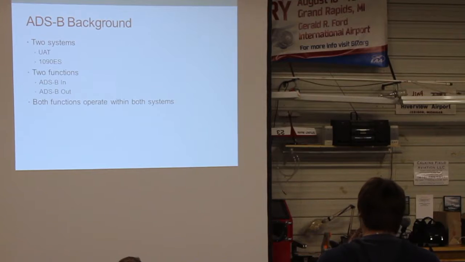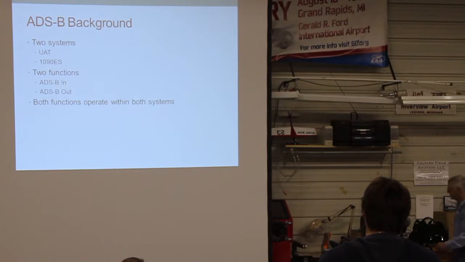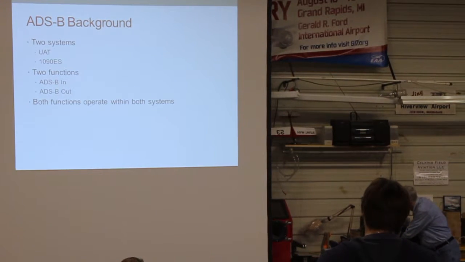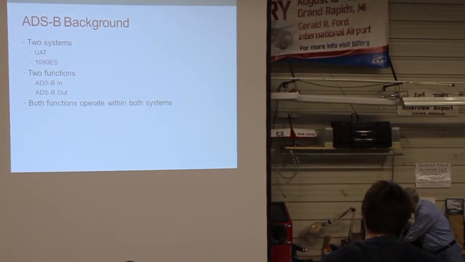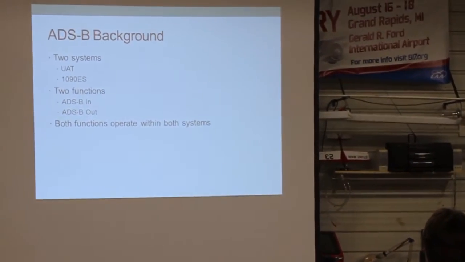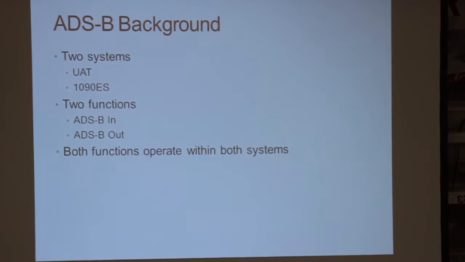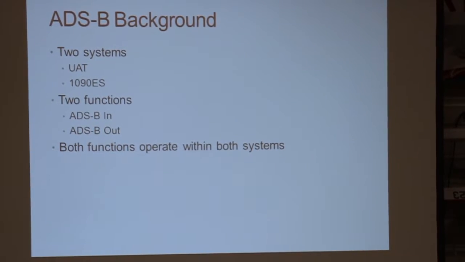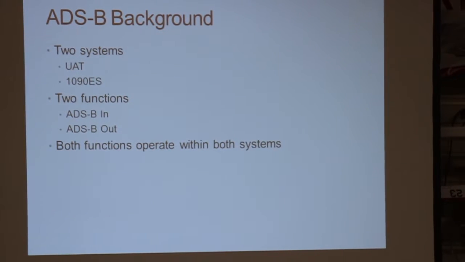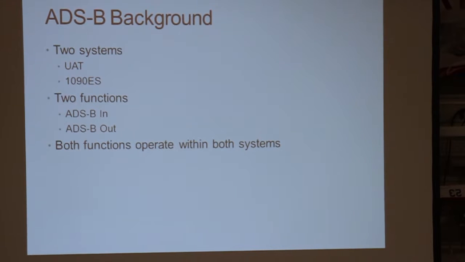The biggest issue to work with ADSB receivers is figuring out which one you need, I guess. There's two systems. There's the UAT, and then there's the 1090 extended squitter. We have two functions, ADSB in, ADSB out. A lot of people are talking now about out, the 2020 mandate and all that. Both functions work on both systems, so you can have 4 different permutations there.